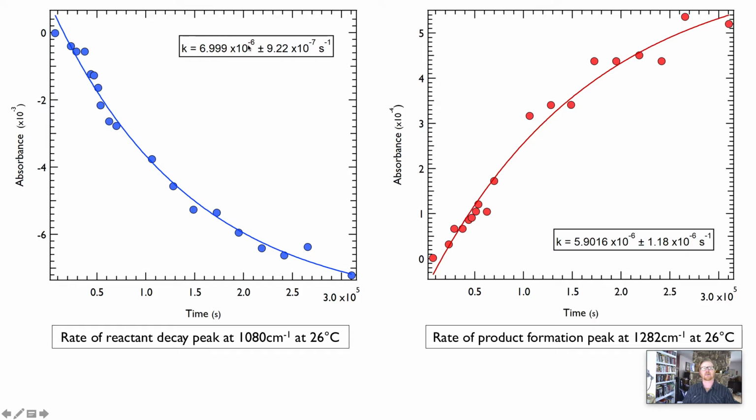Rate constant was 7 times 10 to the minus 6, basically plus or minus 1. And then here was the product evolution, and they got the rate constant to be 6 times 10 to the minus 6, plus or minus basically 1. So that tells us we're looking at the right peaks. The fact that the rate constant is the same, but one is showing a decay and one is showing an evolution. So super, super cool application of spectroscopy to do kinetics.